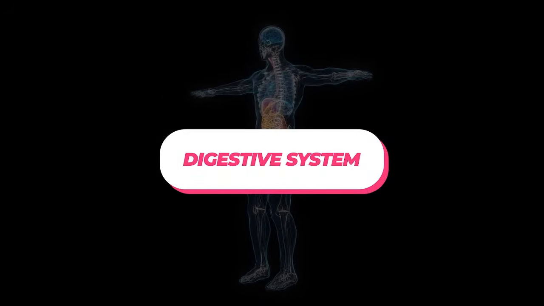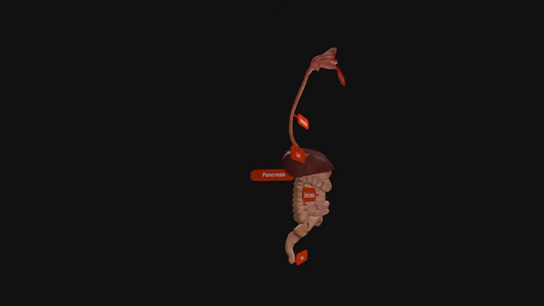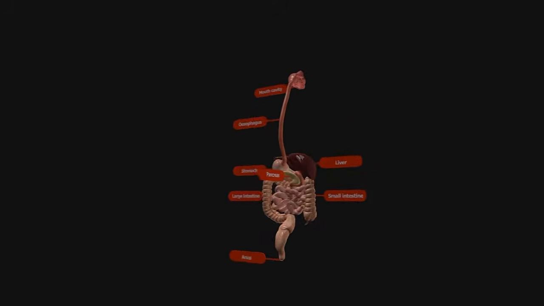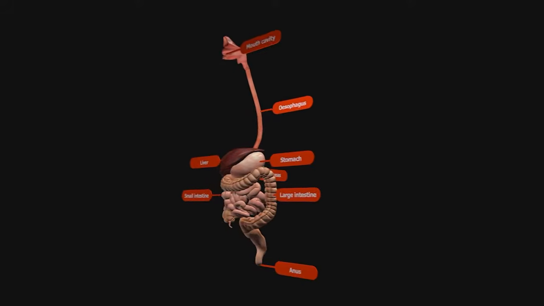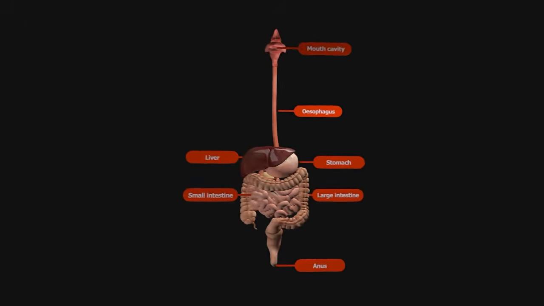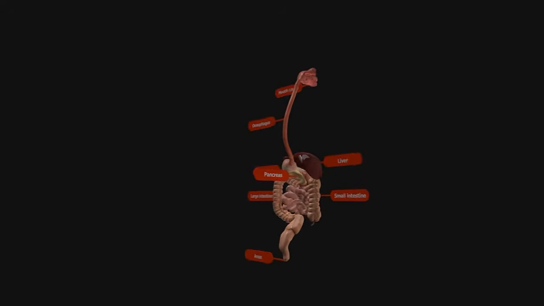Number 6. The digestive system. The digestive system is the body system that is responsible for breaking down food into nutrients. It consists of the mouth, esophagus, stomach, small intestine, and large intestine. The mouth is where food enters the body and where the process of digestion begins.